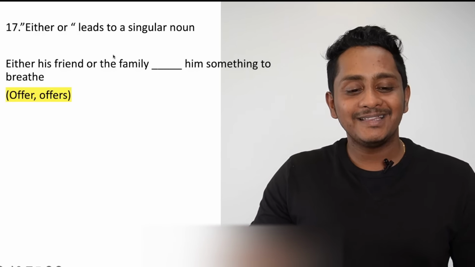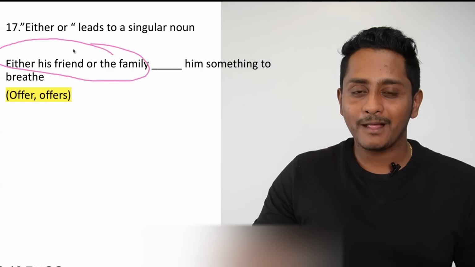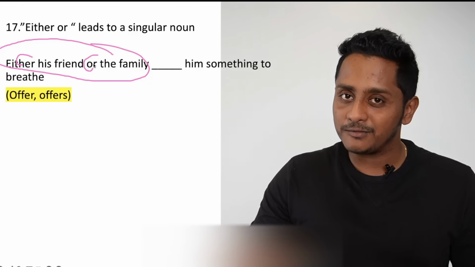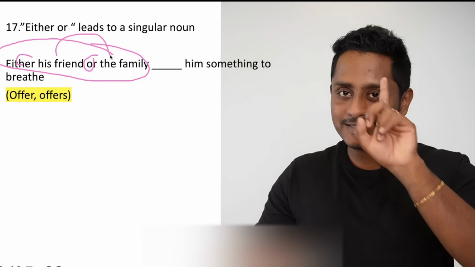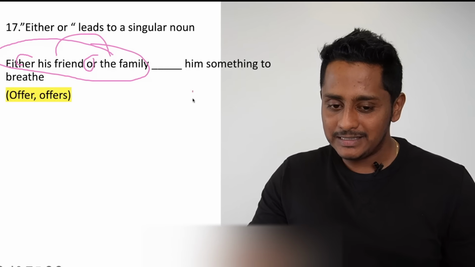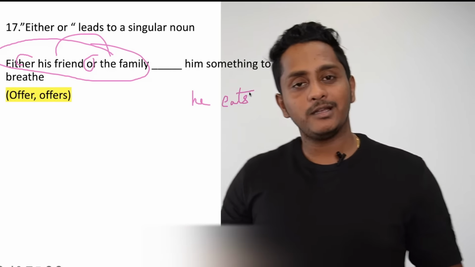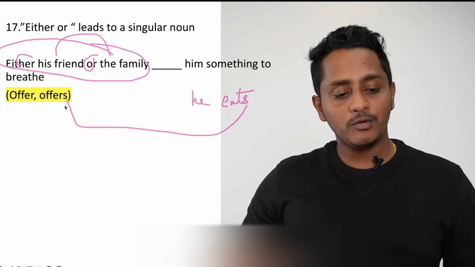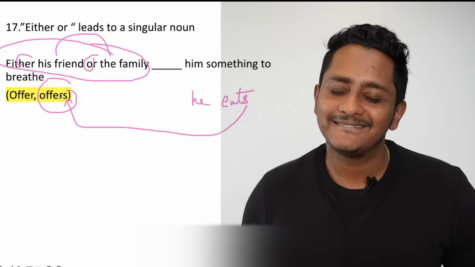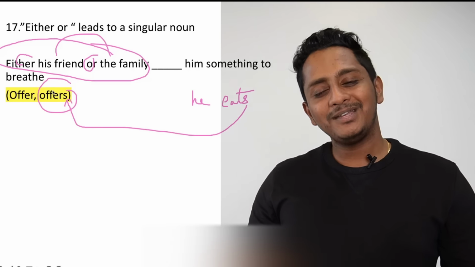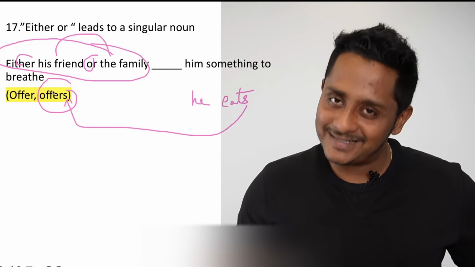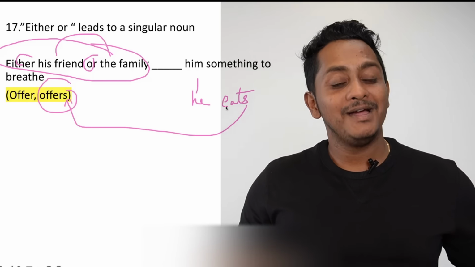Trust me on this. This is a noun. The word either or the word or decides it's one entity. One entity is he. Nakul, he eats. I remember Nakul by watching Skills PTE channel. Now the s has to come, Nakul. So the answer is offers. Remember this. The same way, neither is friend nor is family: offers. Because it's he. Subject verb agreement.